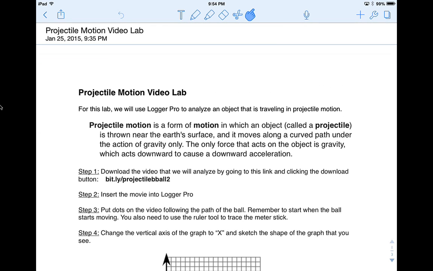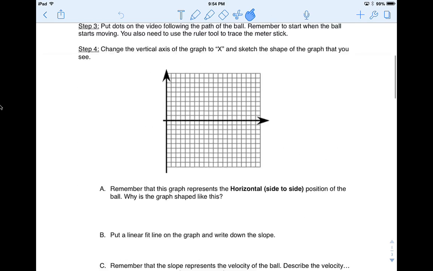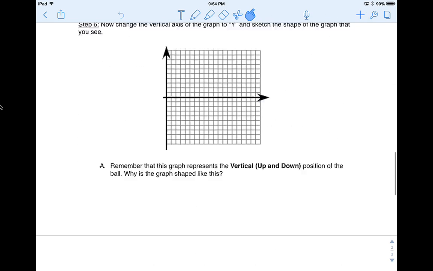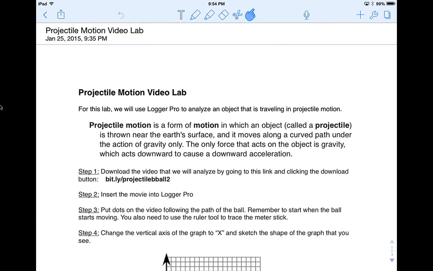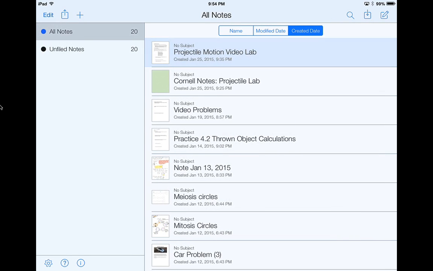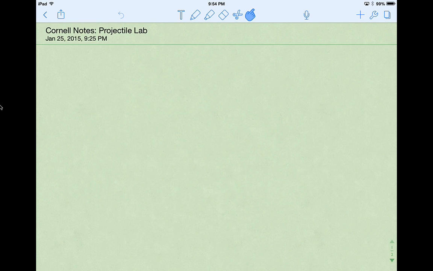And we're going to go over this. So I'm going to give you all the answers and sort of show you what you should have gotten on this lab. This is going to be sort of our debrief of this lab instead of me doing it in front of the class. But at the same time, we're also going to take notes over the lab. So I've got this green note page. Notice this is called Cornell Notes Projectile Lab. So you're going to take Cornell notes at the same time that we go over the labs.